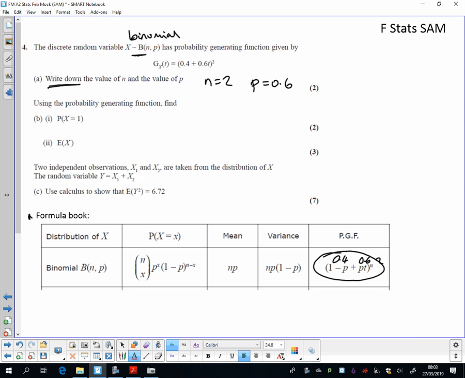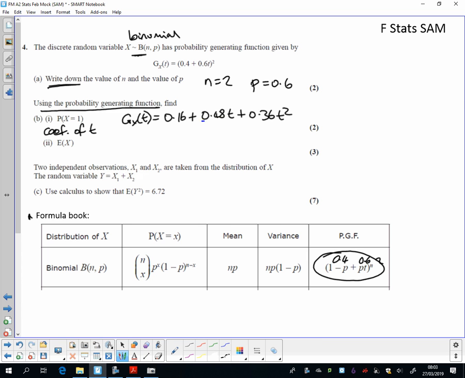Now we want to use our probability generating function to find the probability x is 1. Notice they are forcing us, so you're going to have to show some working to show you've used this. The probability x is 1 is the coefficient of t in our generating function. That means we're going to have to expand it. If you expand your probability generating function, you'll get this. Then you can see that the coefficient of t is 0.48, so the probability x equals 1 is 0.48.